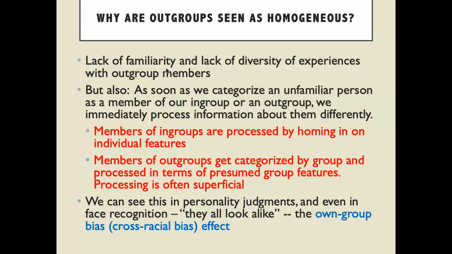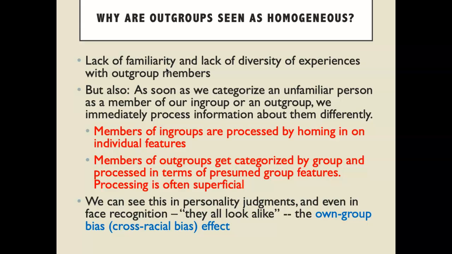So members of in-groups are processed when we perceive, and we're basically forming an impression, if you will, by homing in on individual features. But when it comes to an out-group member, the first thing we notice is, oh, that's an African American. For example, if we're a white European American with stereotypes about African Americans, and they work both directions. So the first thing we do with an outgroup is we categorize the person by group. Oh, that's an African American. And then processing continues in terms of the presumed features of the group to which that outgroup member belongs, making the processing sort of superficial.